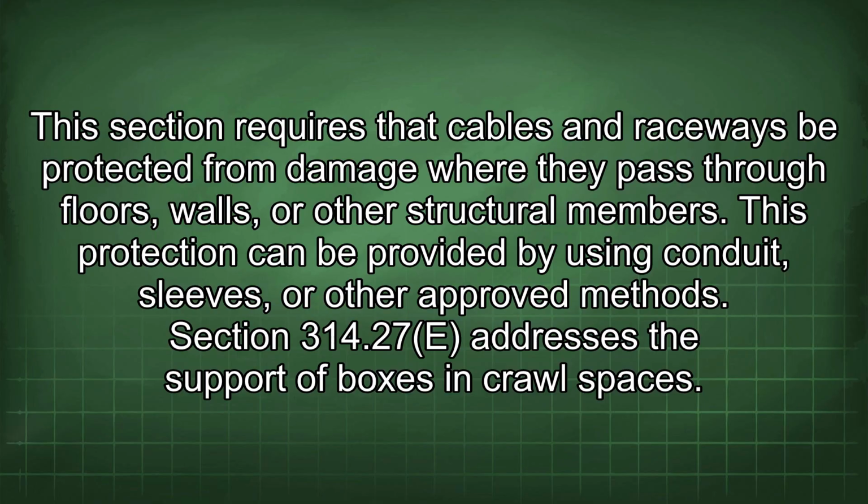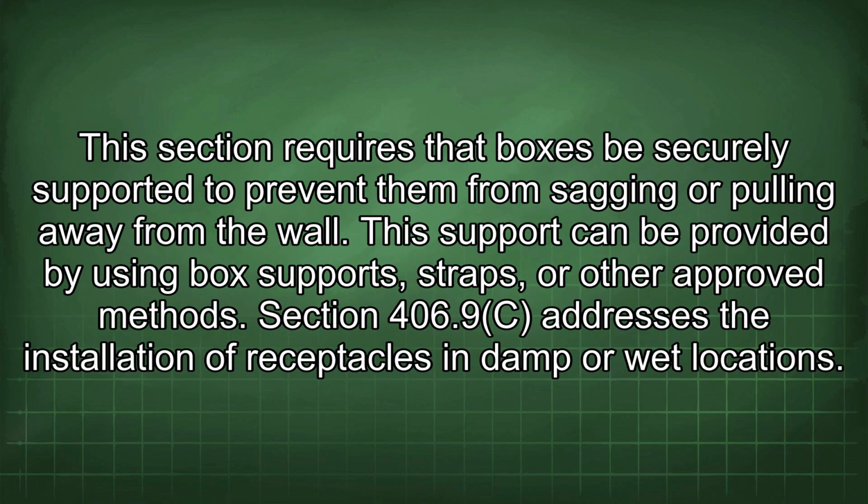Section 314.27(E) addresses the support of boxes in crawl spaces. This section requires that boxes be securely supported to prevent them from sagging or pulling away from the wall. This support can be provided by using box supports, straps, or other approved methods.